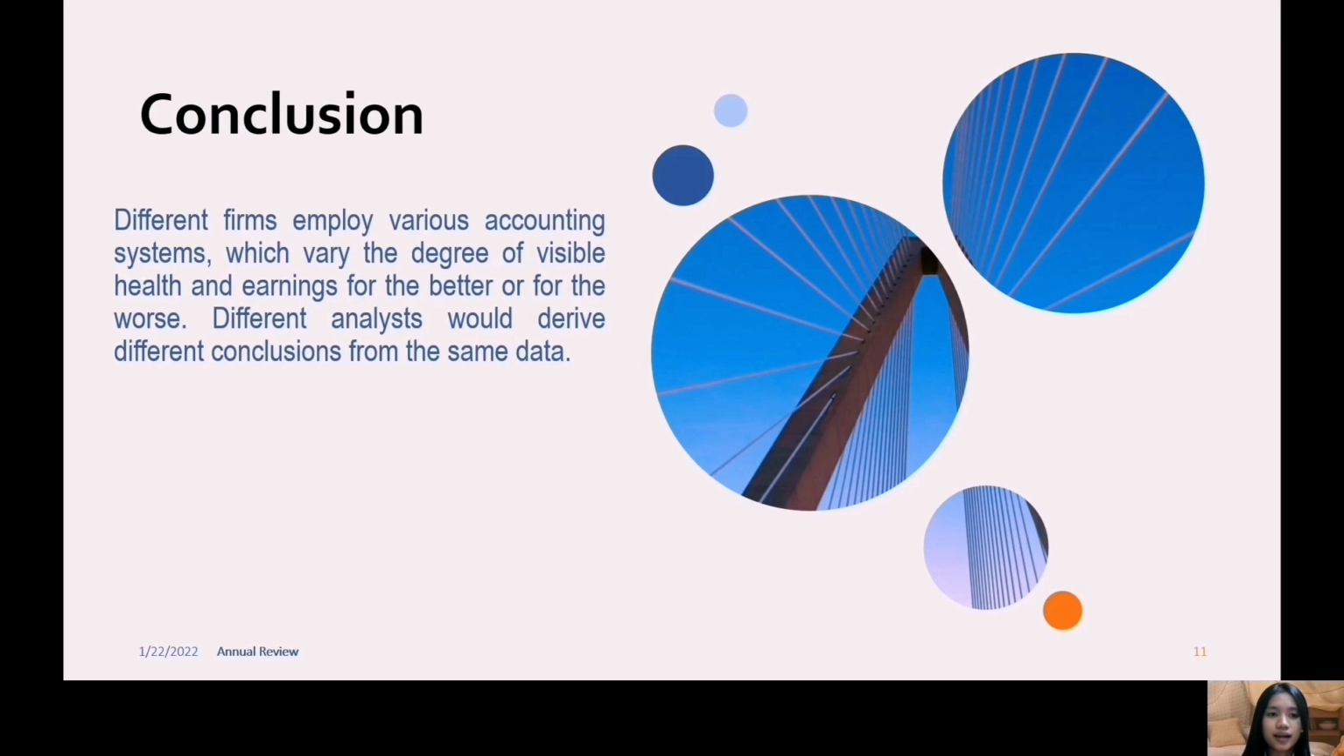Next. Financial analysis assesses firm health and wellness as well as offering insight into how the organization functions. However, it is crucial to understand that financial statement analysis has limits. Different firms employ various accounting systems which vary the degree of wealth, health and earnings for the better or for the worse. Different analysts will draw different conclusions from the same data. As a result, we should conclude the financial statement analysis is merely one of several instruments for making investment decisions.